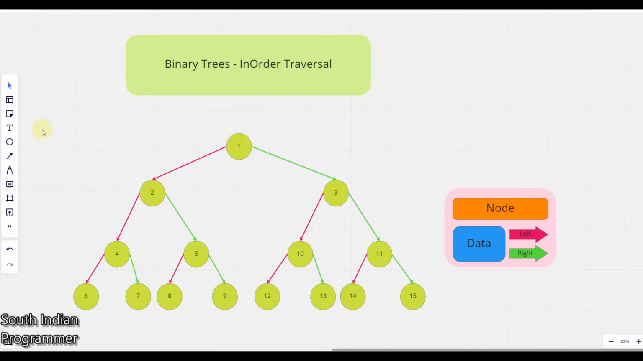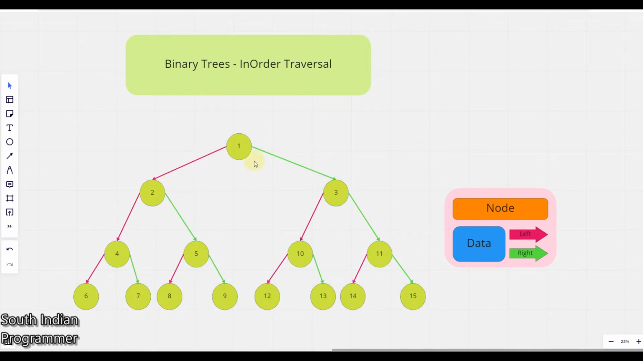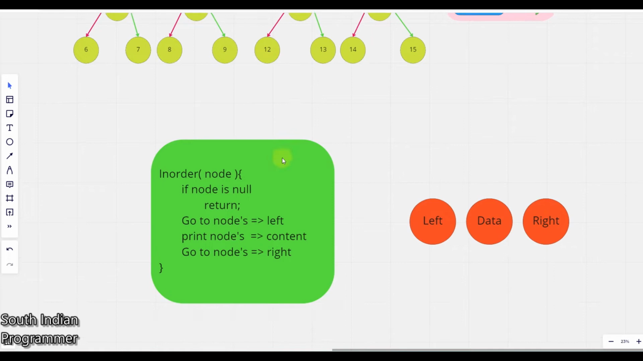This is a perfect binary tree I have, with the root node, child nodes, parent nodes, everything. Okay, this is the node structure. I have a node with the data and left and right pointers. This is a typical binary node. Okay, what is in-order traversal? This is one of the three traversal methods. So this is the snippet of the code.